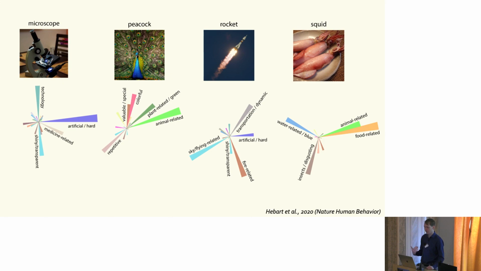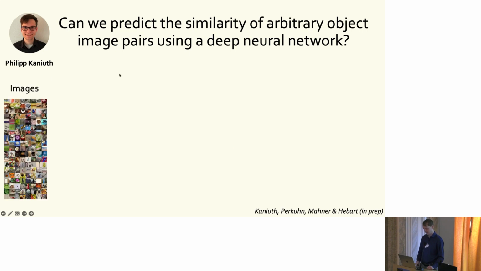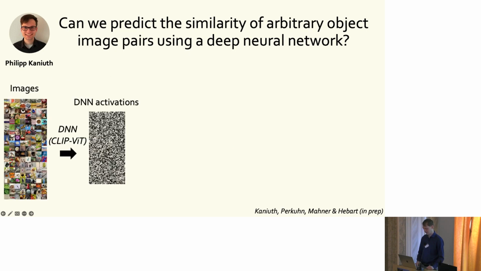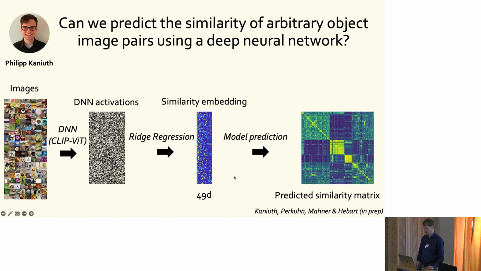So we wanted to overcome this challenge, and the approach that we chose is to see if we can predict the similarity with a deep neural network. This is work from a grad student in our lab, and what he did is take these images and put them through a deep neural network. In this particular example, we used a CLIP model, and then predicted each one of those individual dimensions from these deep neural network activations. Finally, from the dimensions, we could make model predictions about the predicted similarity.